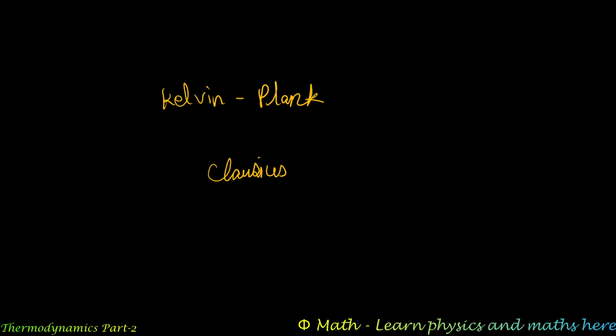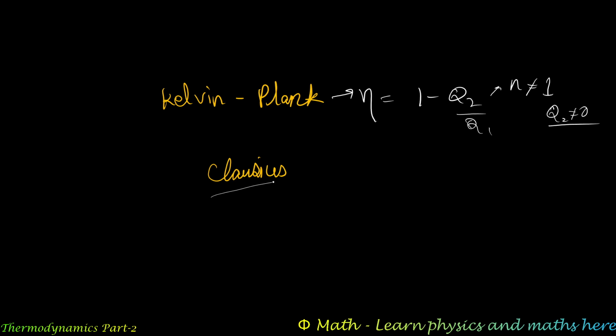These two people just provided different statements. Kelvin Planck's statement says that no process is possible whose only result is absorption of heat and its complete conversion into work. It says that Q2 can never be zero. It implies that eta is equal to 1 minus Q2 over Q1, and eta is never equal to 1, which means Q2 cannot be equal to 0.